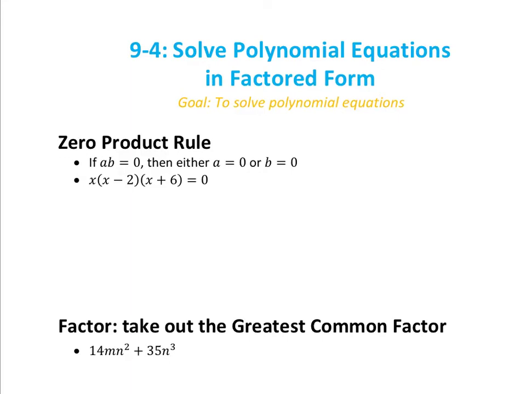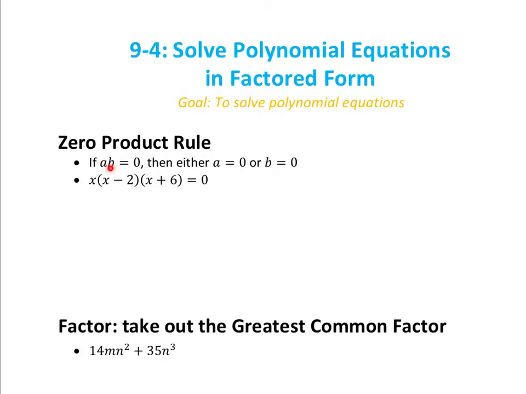Hey gentlemen, so the rest of this chapter 9 we're going to be working on factoring and then solving equations by factoring. So we're going to begin by talking about the general idea of the point of factoring and how we'd solve these polynomial equations, which is called the zero product rule. The zero product rule tells me that if we have a times b equals 0, then either a has to equal 0 or b has to equal 0.